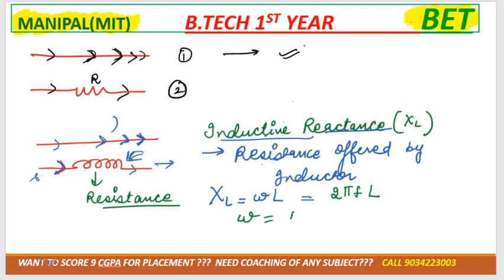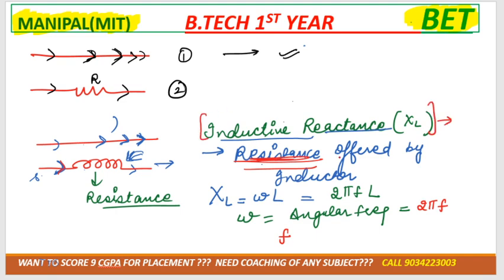Omega is basically the angular frequency, and you all know the formula for omega, that is 2 pi f, where f is the normal frequency. Okay, so now can anyone tell me what should be the unit of inductive reactance according to you?